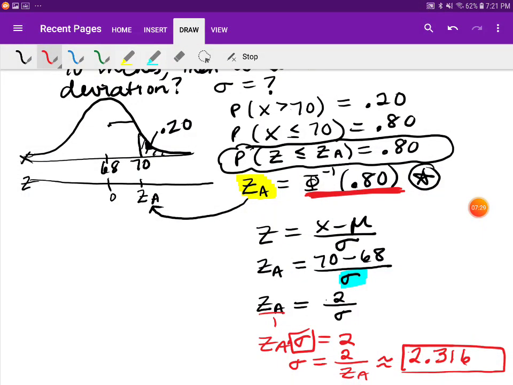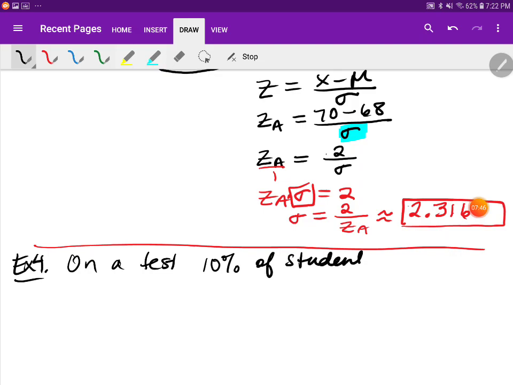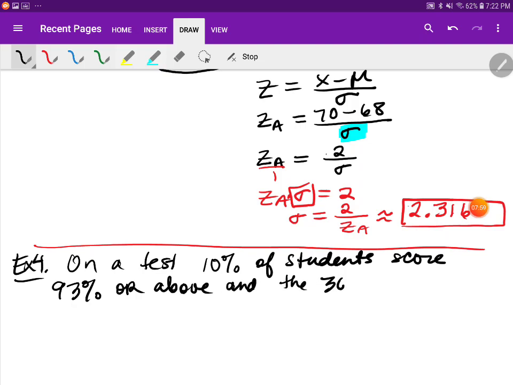Okay, so let's do another problem. So the other problem is on a test. So I think we're on example 4. Okay, so on a test, 10% of students score 93% or above. And the 30th percentile, so you gotta know what that is, 58 points.